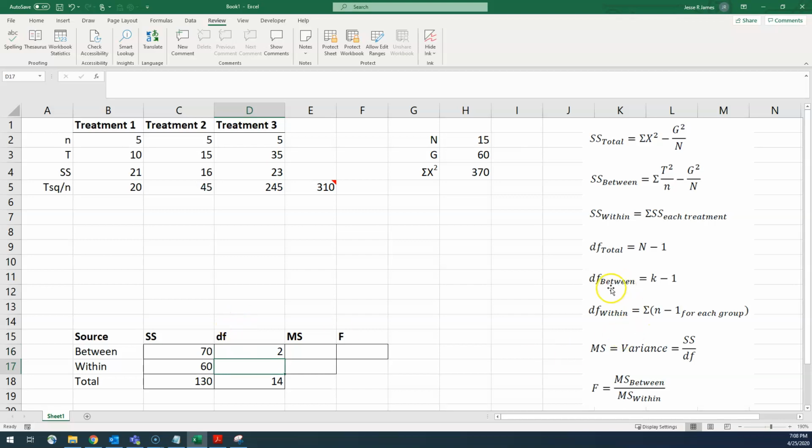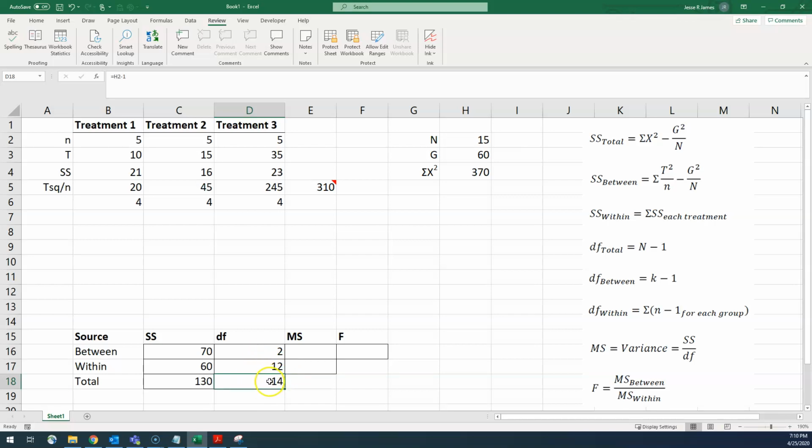And then when you come to here, when you're doing the degrees of freedom within, it's the sum of n minus 1 for each group. So we come up here and we're going to take our n's and subtract 1 from each of them. I'm going to carry this across, so now we've got 4 and 4 and 4. And if I add those up, I can write equals the sum of 4 and 4 and 4. And as I mentioned in the lecture, the sum of 2 and 12 come to 14, so you know that you're on track.